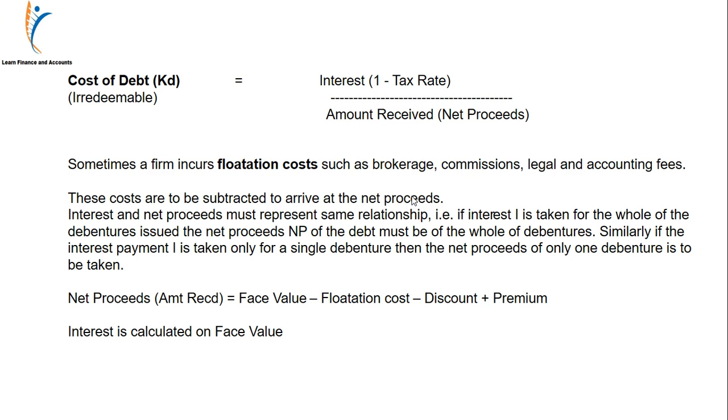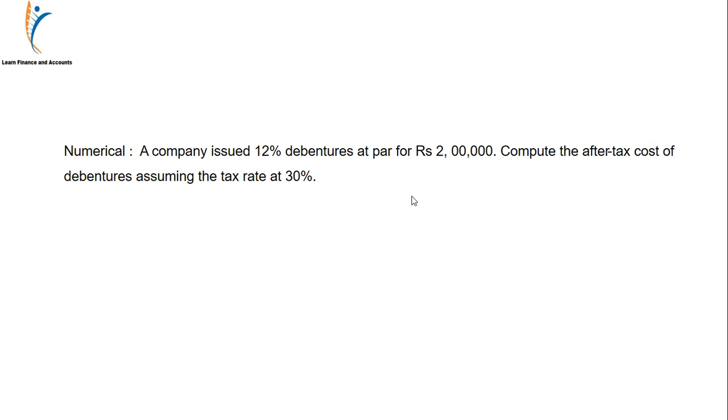Now let us come back to the formula again. Formula is interest into 1 minus tax rate divided by amount received or net proceeds. Okay, so let us do a small numerical question which will make it more clear. A company issues 12% debentures at par. And what is at par? At par means no discount, no premium. The company issues 12% debentures at par for 2 lakh rupees. Compute the after tax cost of debentures assuming that the tax rate is 30%.